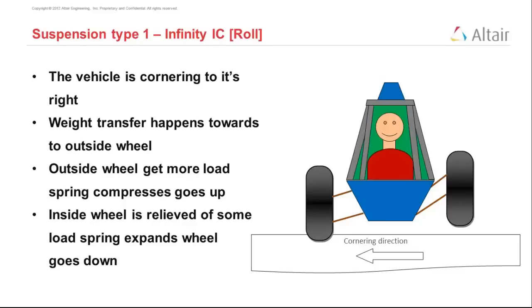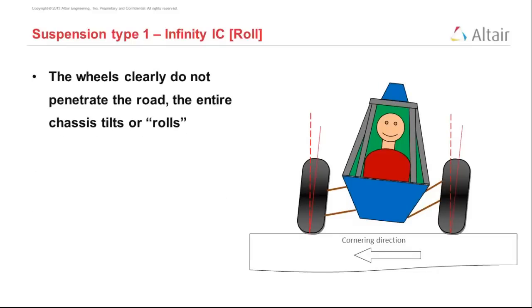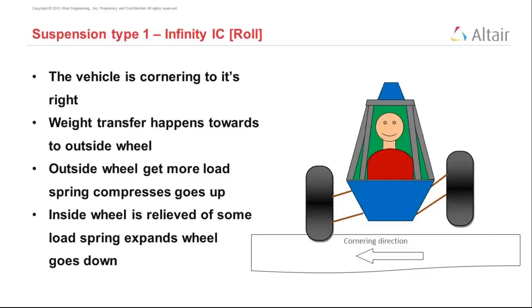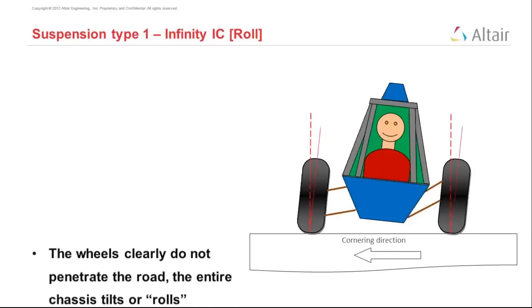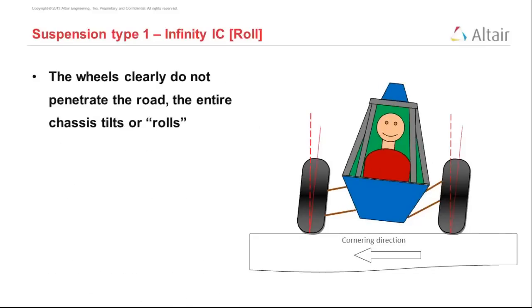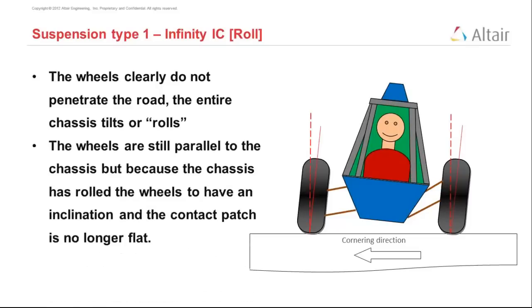What happens is that the entire vehicle actually rolls. If you see the animation on your right, this is what really happens. It's not that one of the tires goes above the ground and one below, but the entire chassis rolls. Now, what you see in this roll situation is that the wheels are still parallel to the chassis, because the IC is at infinity, but the contact patch is no longer flat. The wheels have actually turned. They have an inclination or a camber, and the contact patch is now not uniform, which means you have lost some grip.